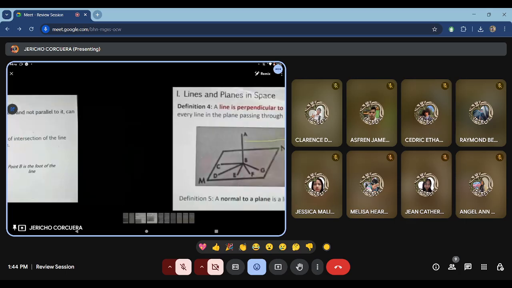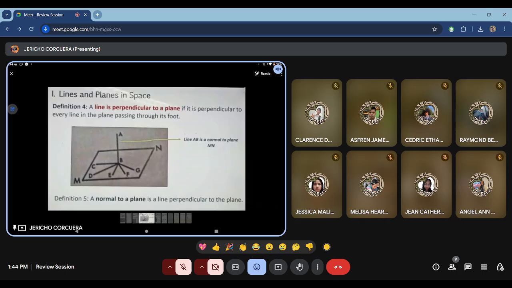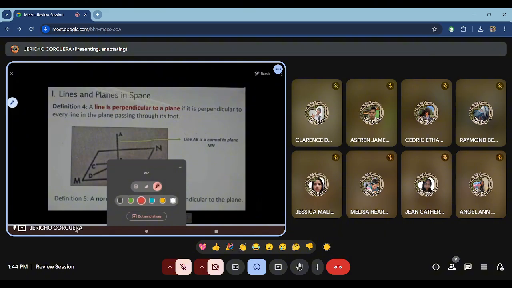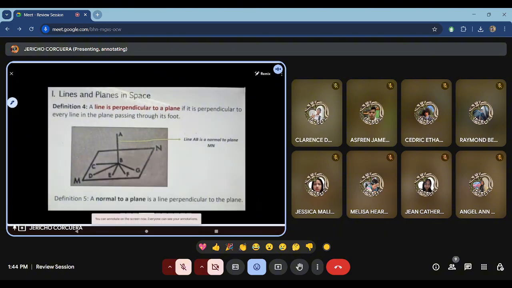Next. Eto, a line is perpendicular to a plane if it is perpendicular to every line that is passing through its foot. If you can see that there's a figure here, plane MN, then there are a lot of lines. Okay, let me read first definition 5, that a normal to a plane is a line perpendicular to the plane. So if you can see, line AB is perpendicular to the plane. Line AB is the normal to a plane, kasi nga it is perpendicular to a plane.